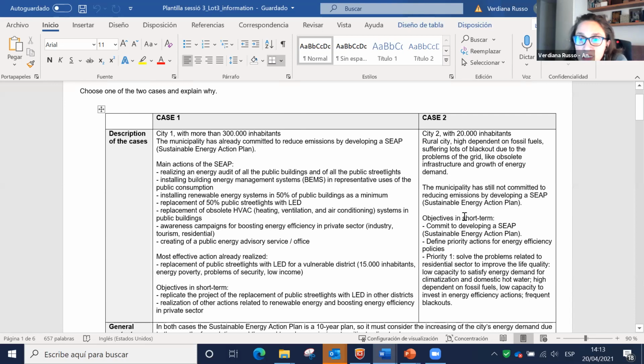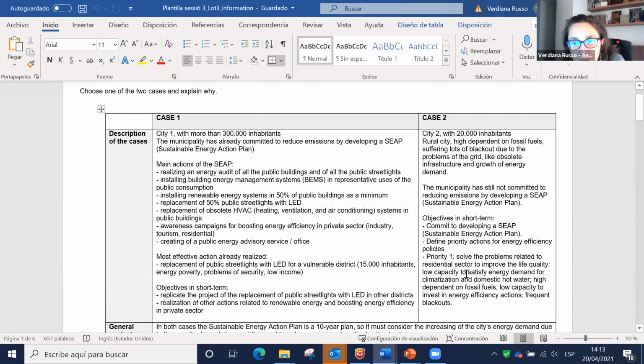So the short-term objectives are to commit to developing a sustainable energy action plan, to define the priority actions for implementing energy efficiency policies. The first priority is to solve problems related to the residential sector because of the low quality of life of its inhabitants, with all these blackout problems and some energy poverty.